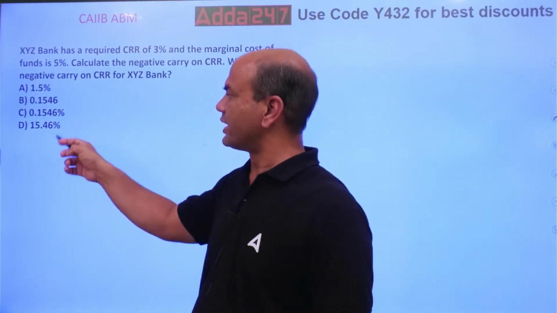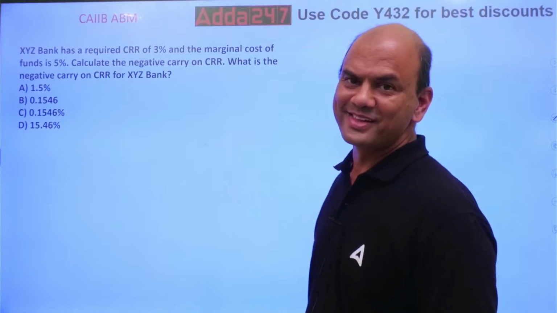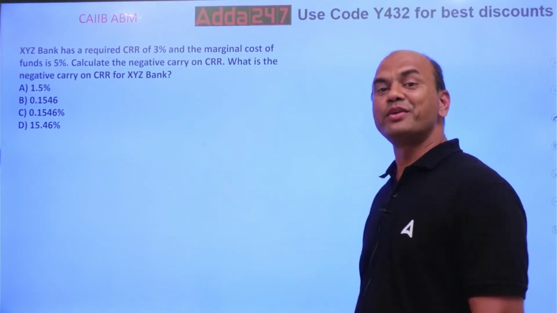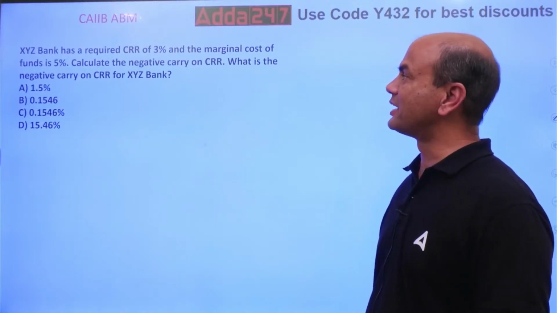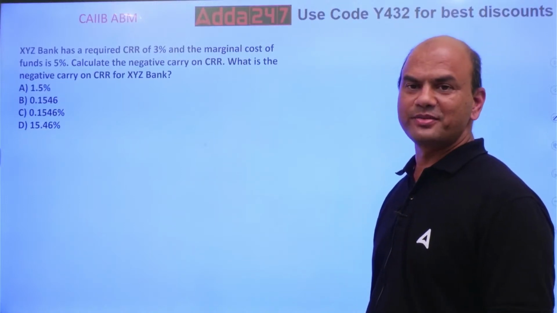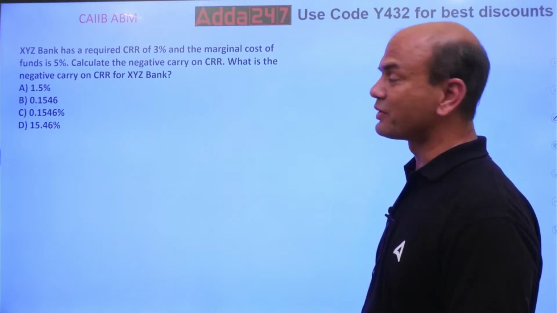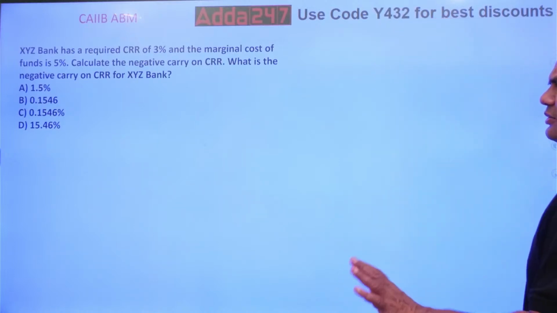What is this answer in this? Now what is this? What are we talking of? It has a CRR of 3% and marginal cost of funds is 5%. So you have to calculate a negative carry. Look at this. I have solved this. I know it's very difficult.